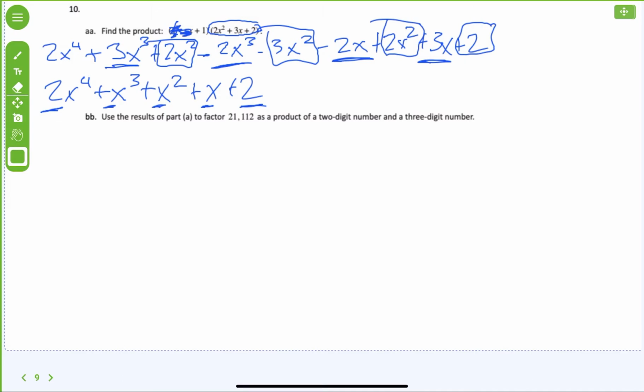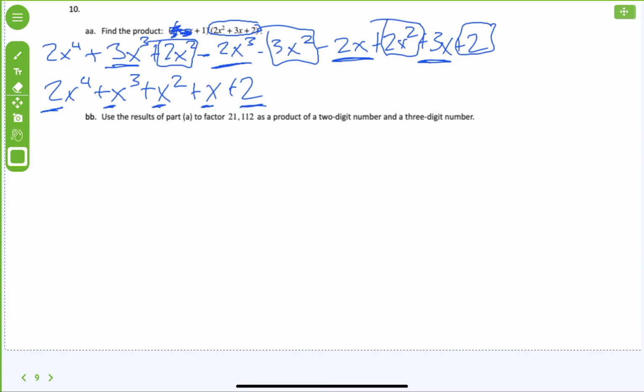If we make those x's 10, we get our answer. 10 to the fourth is 10,000. Well, 10,000 times 2 is 20,000. And then 10 cubed is 1,000. So we would have 21,000.